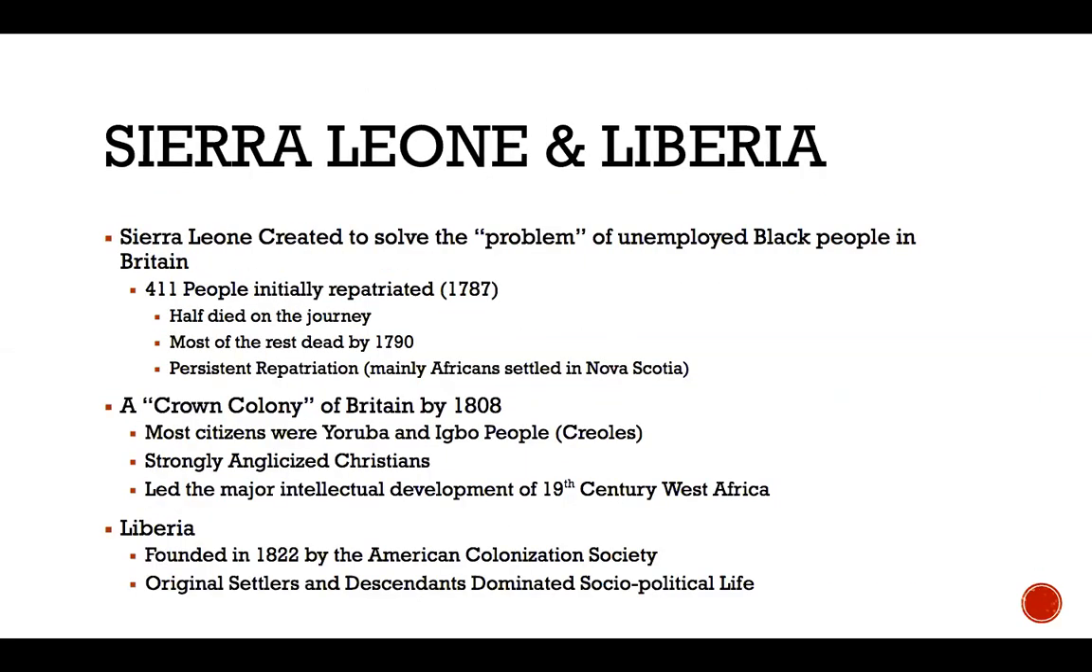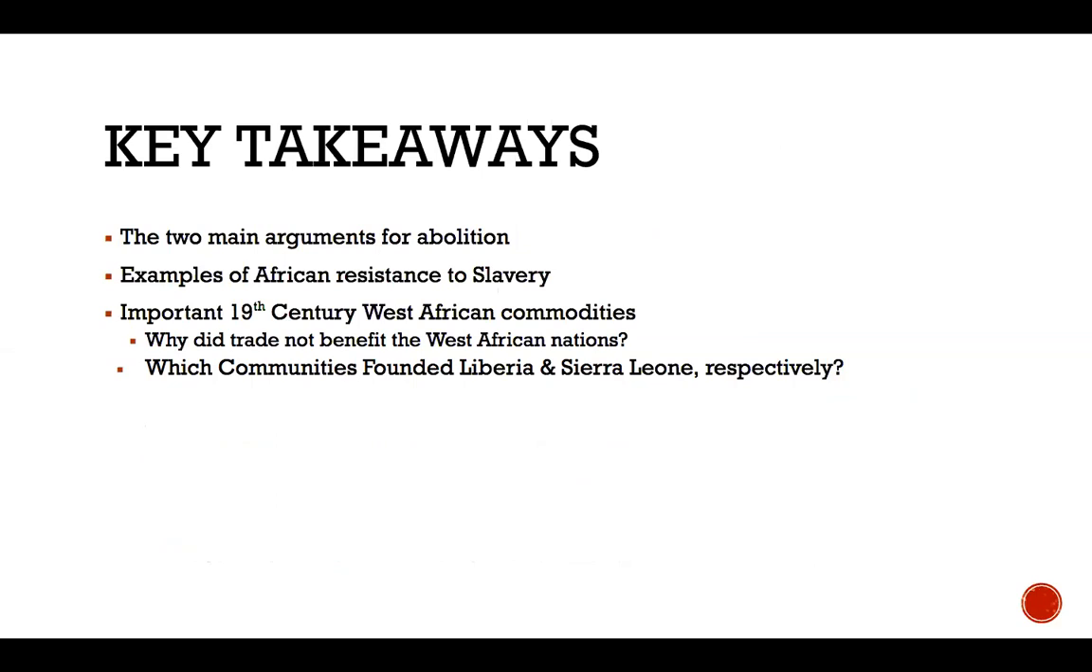Okay, so we've been there. So what are some of the key takeaways from this episode? The two main arguments for abolition. We spoke about the two main arguments; be able to articulate their nuances, right? One on this side and the other on the other side. Be able to articulate their various nuances.